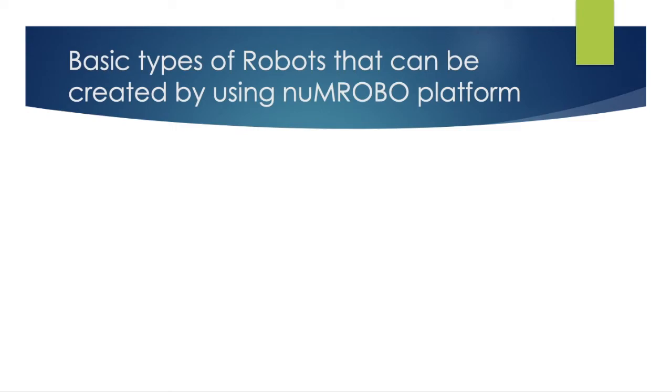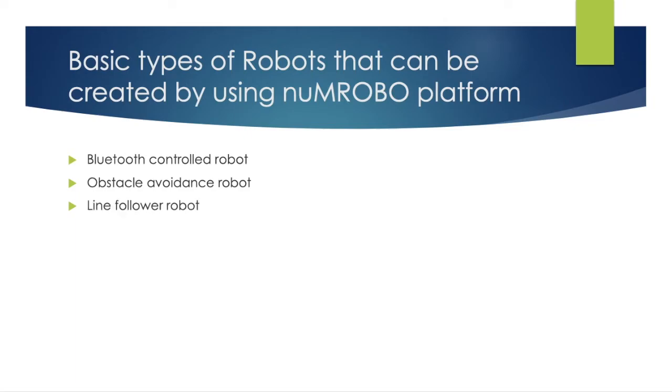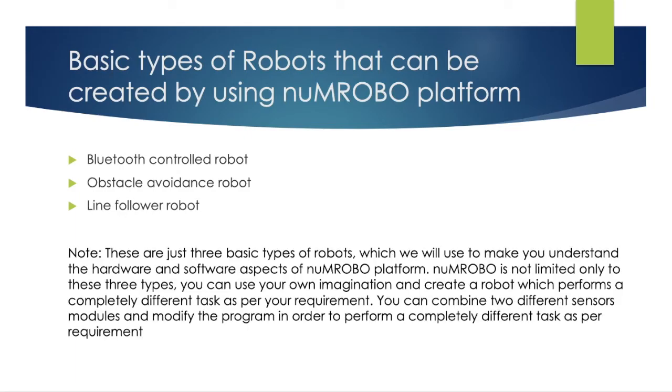The basic types of robots that can be created using the nuMROBO platform are Bluetooth control robot, obstacle avoidance robot and line follower robot. These are just three basic types of robots which we will use to make you understand the hardware and software aspects of the nuMROBO platform.